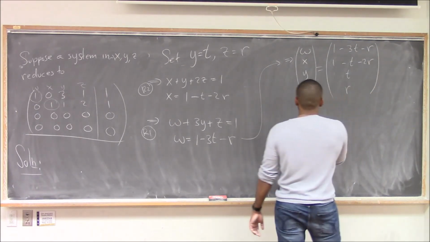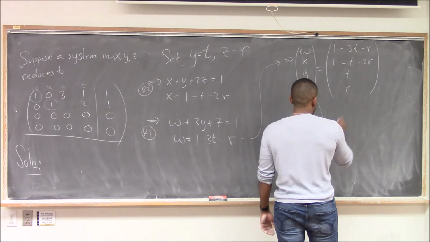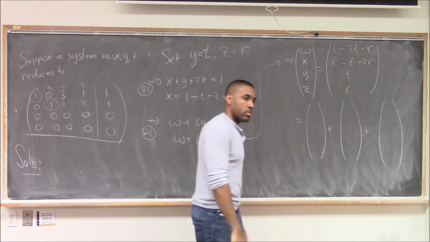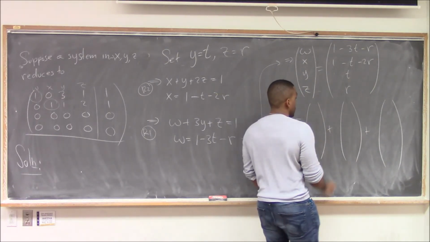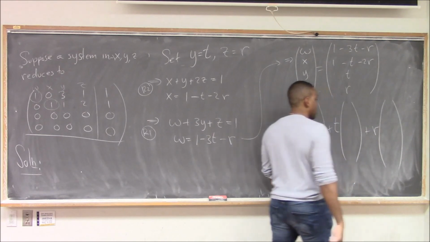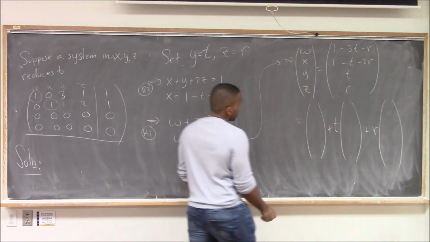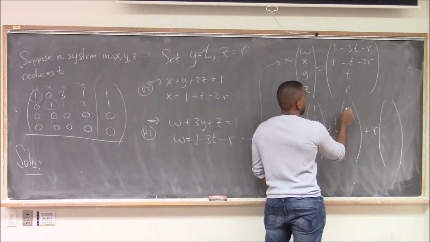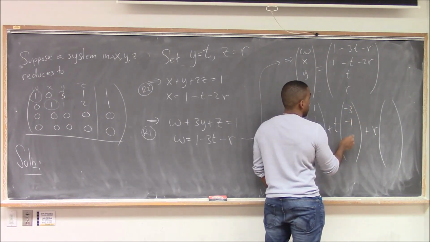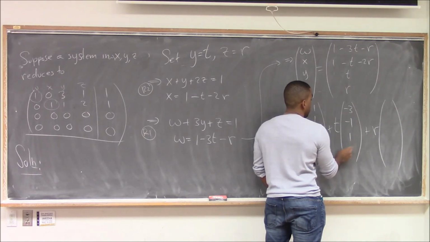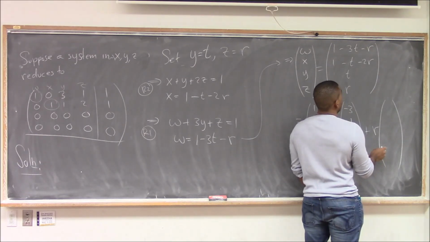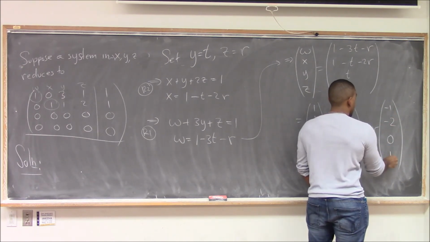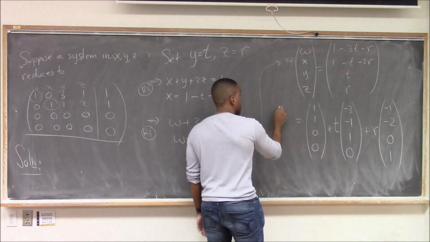And so what we can do here, again, we'll want to break this up in terms of the variables and the constants. Notice that there will be 3 sets of vectors that solve this: the ones that deal with the T's, the ones that deal with the R's, and the ones that have neither. So it would be 1, 1, 0, 0, plus T times negative 3, negative 1, 1, 0, plus R times negative 1, negative 2, 0, 1. And that's how you'd write the solution in this case.